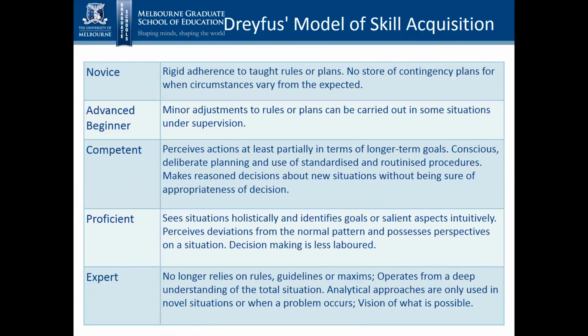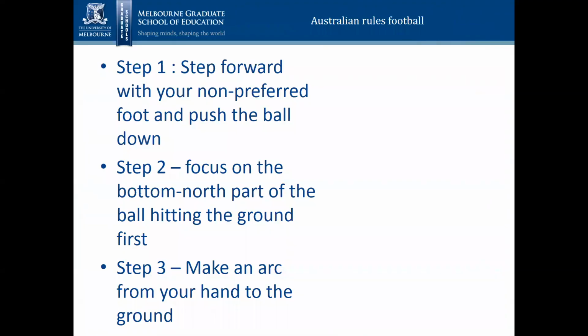Think about riding a bike. Well, let's have a look at this example. Imagine if you were to try and learn how to bounce an Australian rules football. Now remember, the shape of an Australian rules football is not uniform. It's not round.